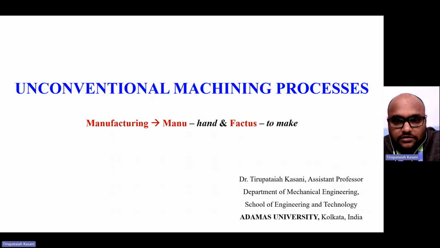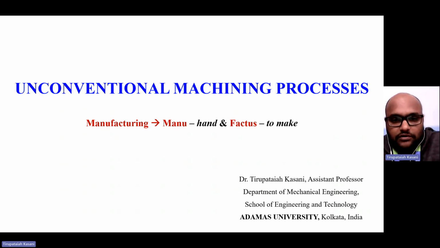Before going to what is machining and what is a machining process, first we will try to understand what a manufacturing process is. Manufacturing: manu means hand, factus means to make, so manufacturing means to make components using hand. That is nothing but the manufacturing process. The machining process is one of the categories of the manufacturing process.